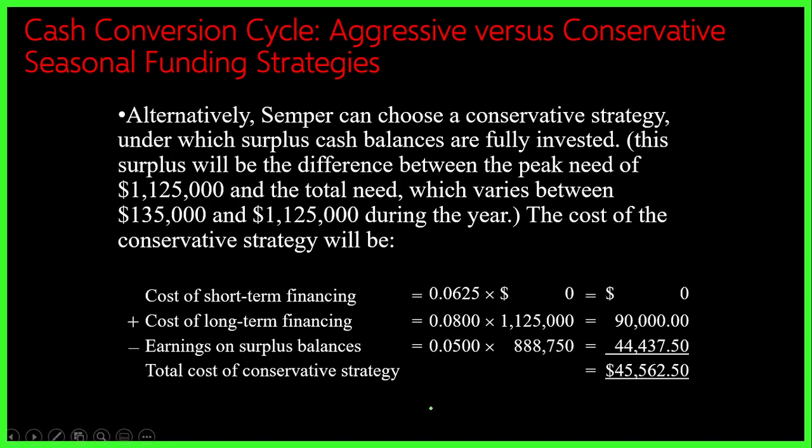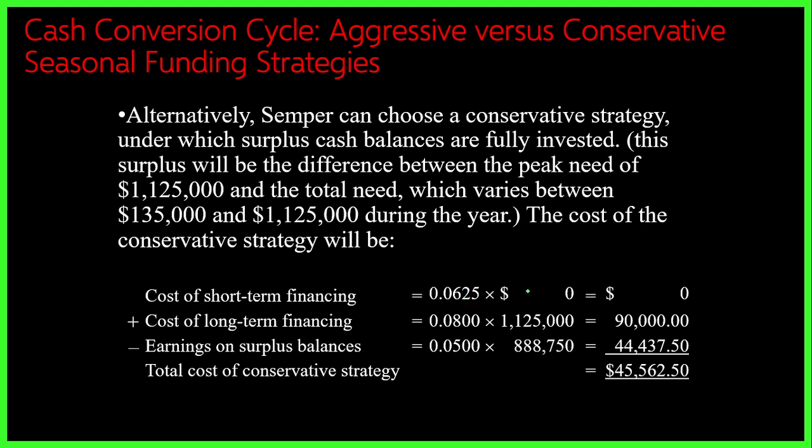Now, here's an alternative approach. Semper can choose a conservative strategy under which surplus cash balances are fully invested. This surplus will be the difference between the peak need of 1,125,000 and the total need, which varies from 135 to 1,125,000 during the year. The cost of this strategy will be as follows.